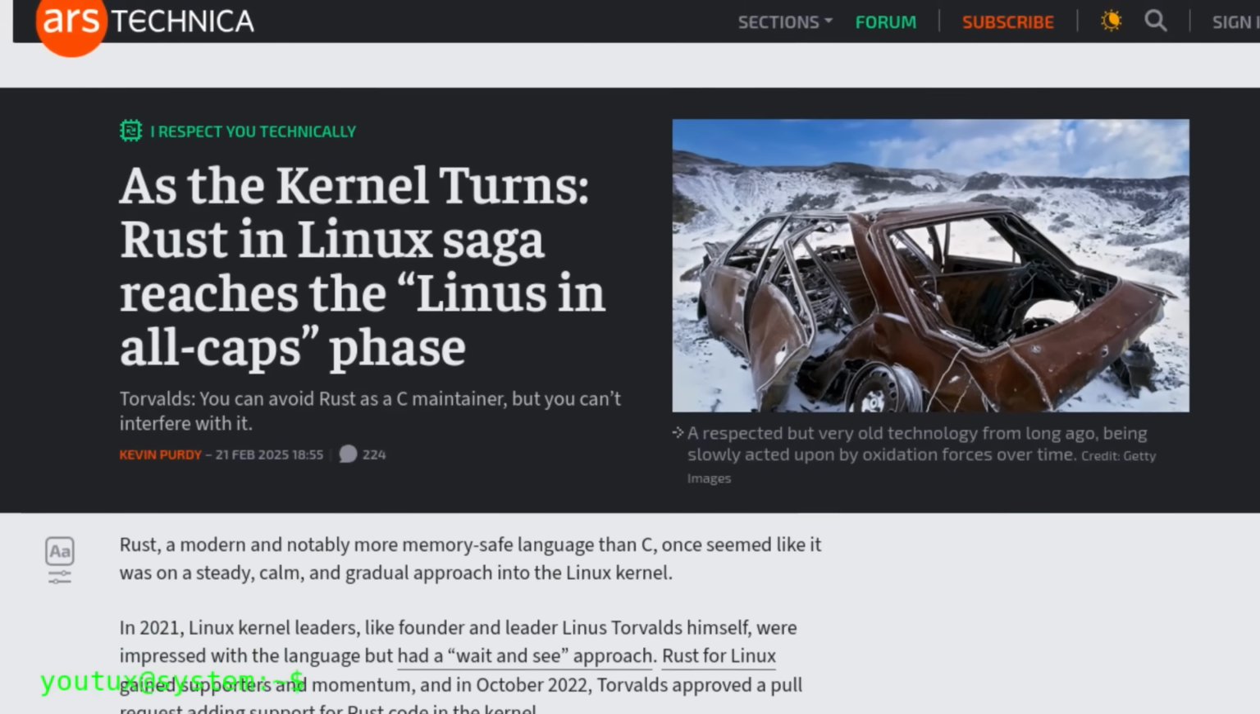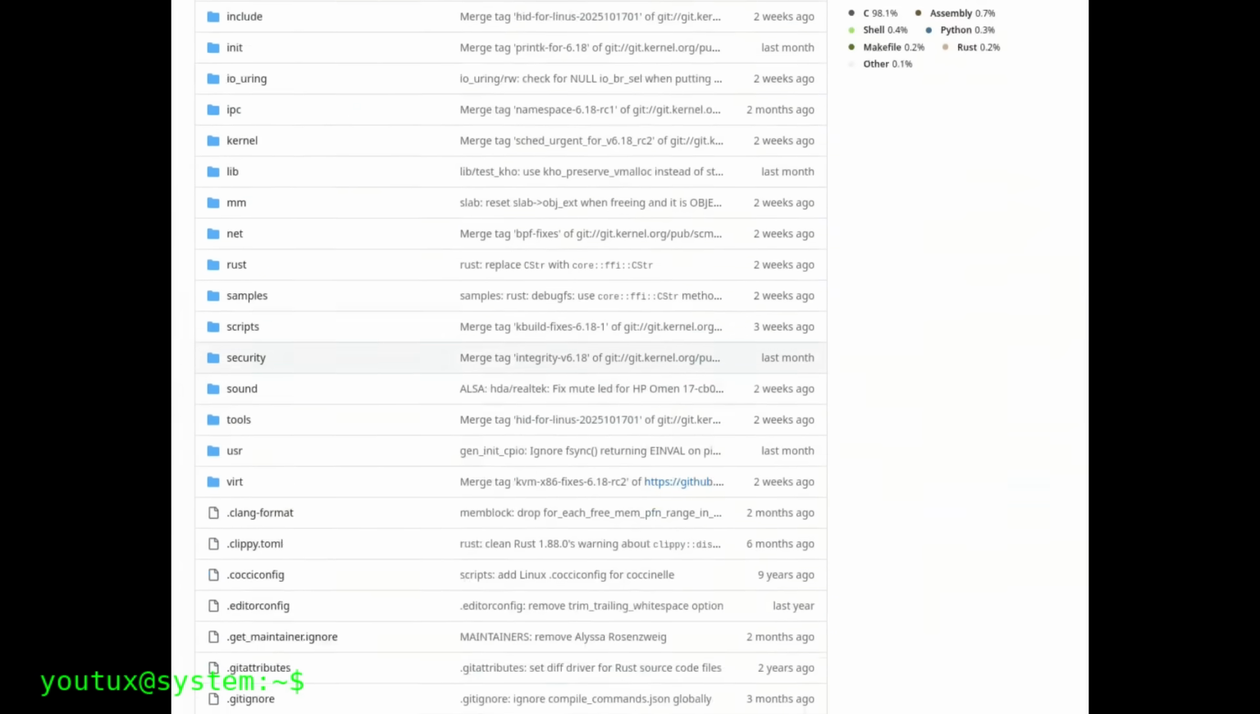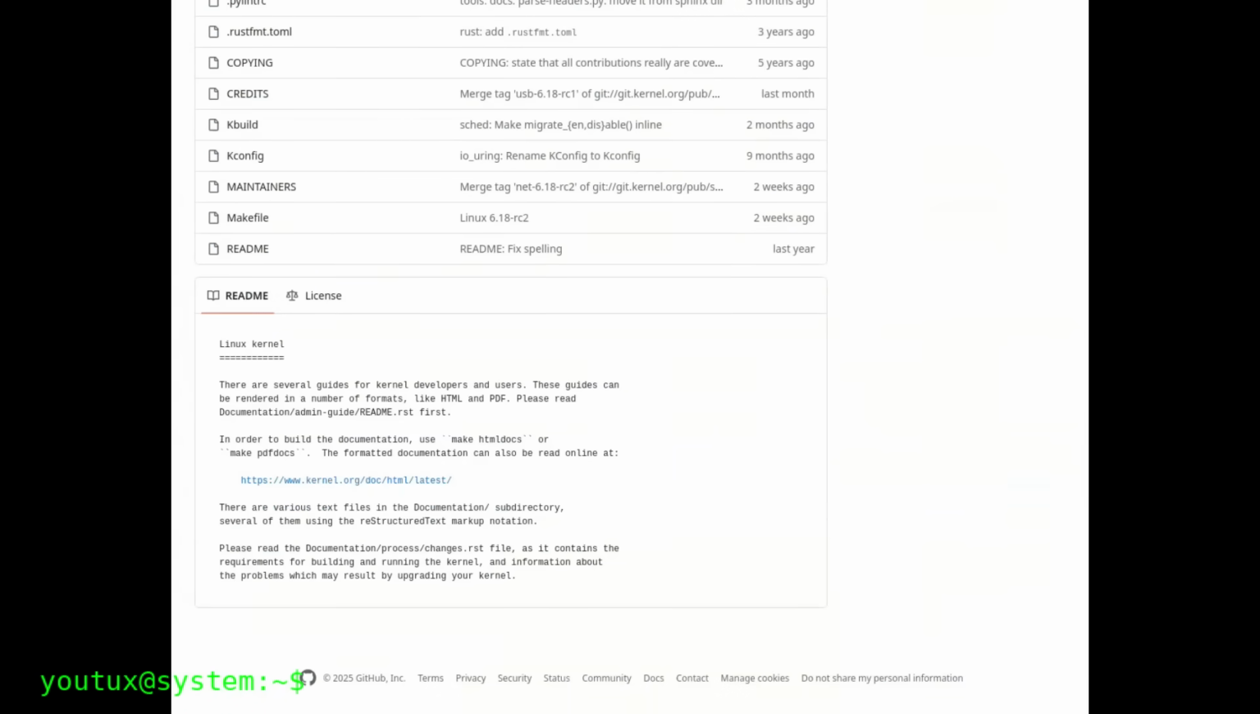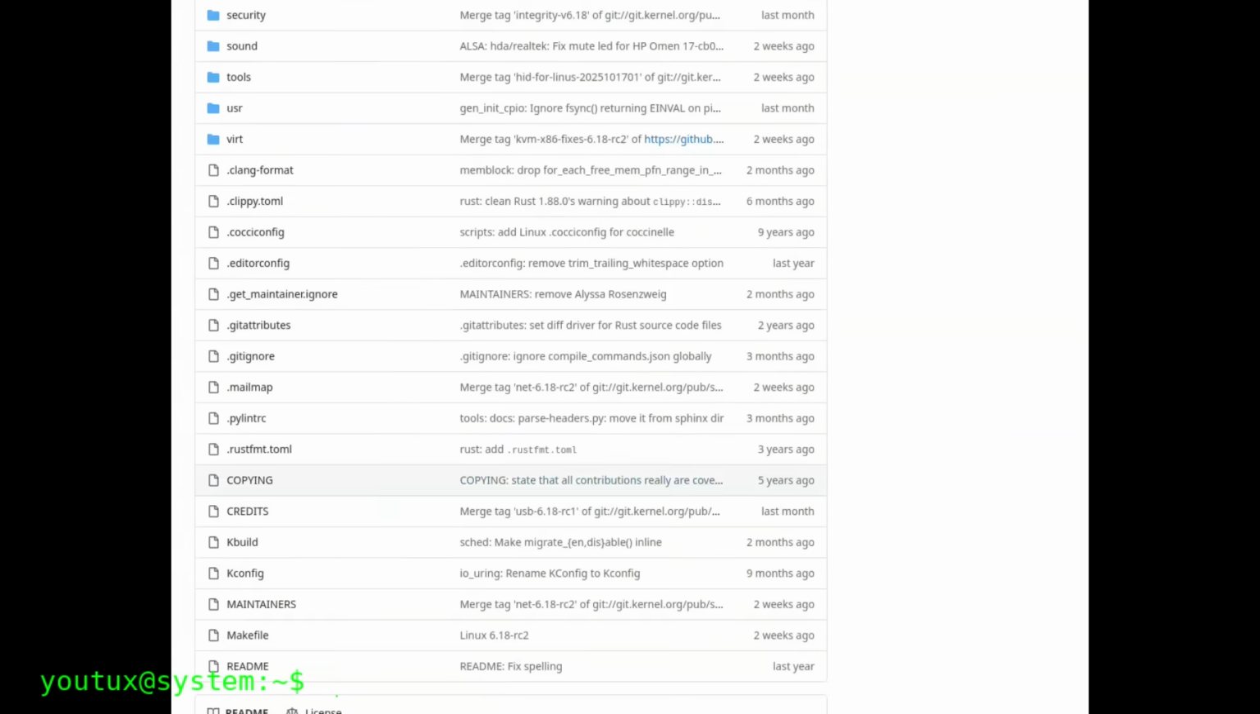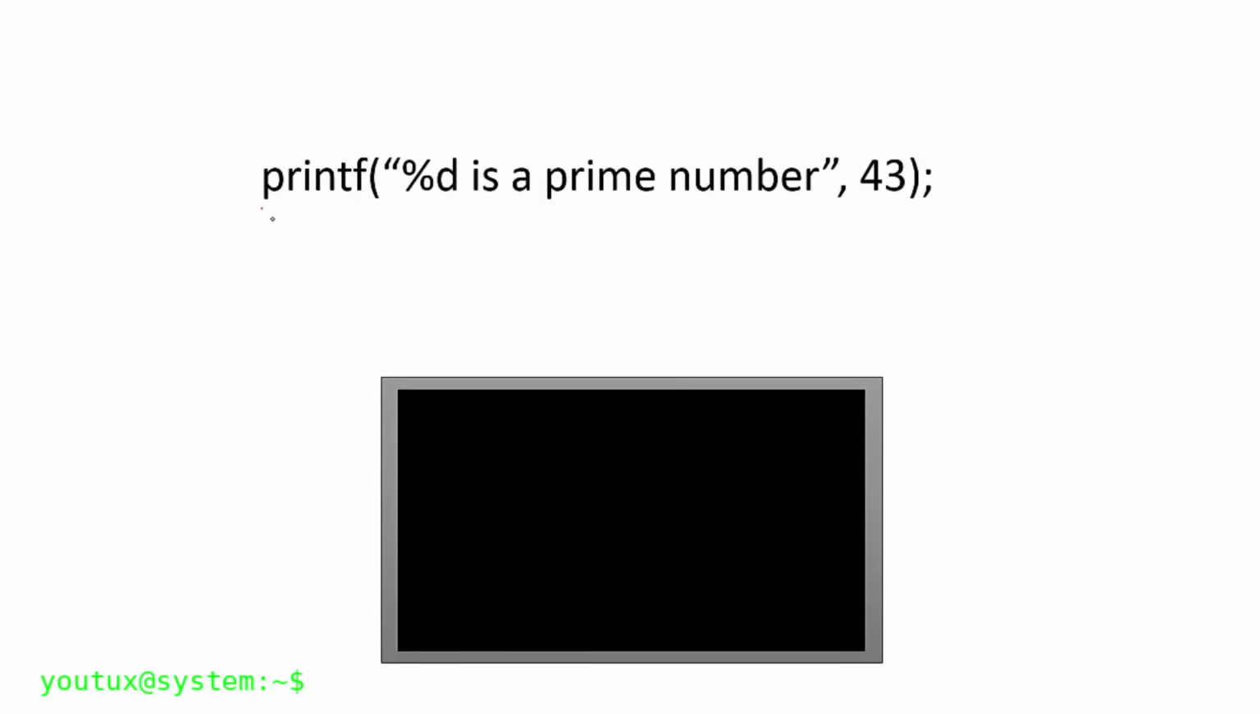And the list continues. GNU CoreUtils has a fork in Rust. There are Rust implementations of fundamental utilities like grep and ls that are faster and more secure. What we're seeing is a generational shift. C and C++ have dominated the system and software infrastructure for decades.